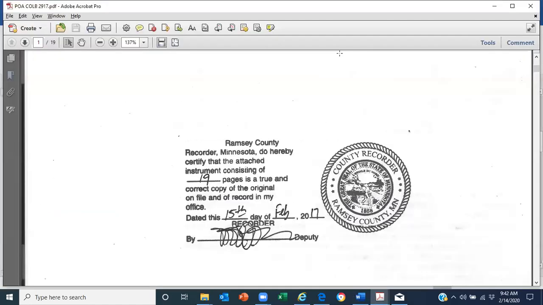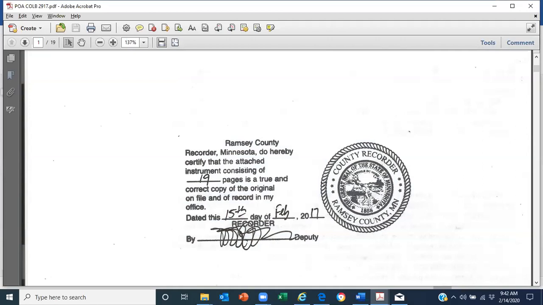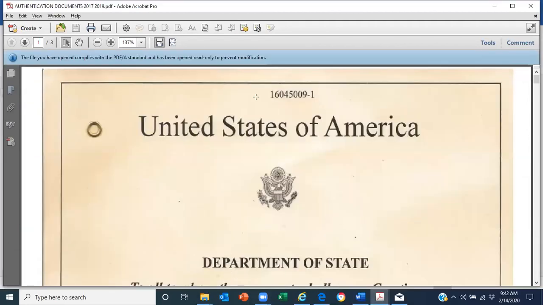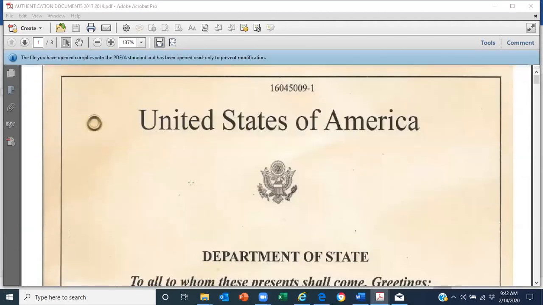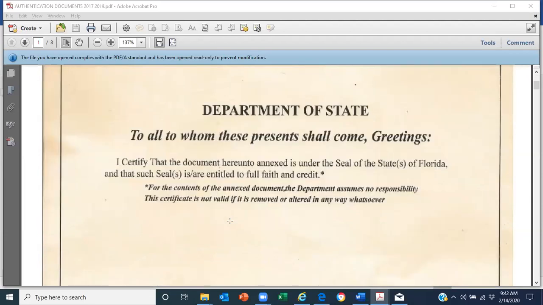Make sure you can see the screen here. True or false? Full faith and credit. All right. Let's take a look at another one. This one is the POA combined with the certificate of live birth recorded into the county recorder's office. Let's move forward. True or false? Full faith and credit. So I certify that the document herein annexed is under the seal of the states of Florida, plural, and that such seals, plural, are entitled to full faith and credit. True or false?